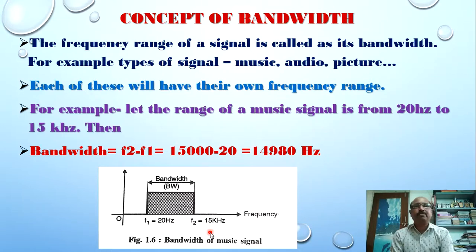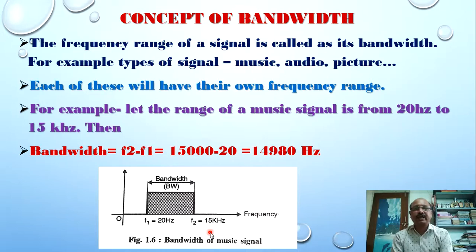Now, concept of bandwidth. What is meant by bandwidth? So frequency range of the signal, कुठली रेंज जी आहे सिग्नलची त्याला आपण बँडविड्थ असं म्हणतो. सो फॉर एक्झाम्पल टिपिकल सिग्नल दॅट इज म्युझिकल ऑडिओ अँड पिक्चर, हे जे सिग्नल घेतले ते याच्या पर्टिक्युलर रेंज आपल्याला दिलेल्या असतात आणि या रेंजचं डिफरन्स जो आहे त्याला आपण बँडविड्थ असं म्हणतो. So for example, let the range of a music signal be 20 hertz to 15 kilohertz.